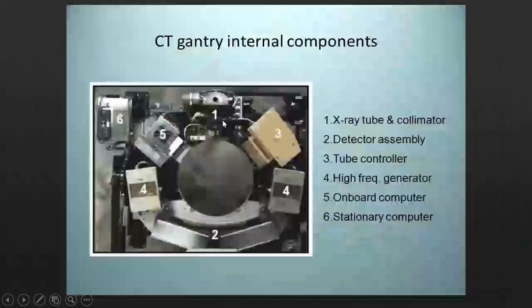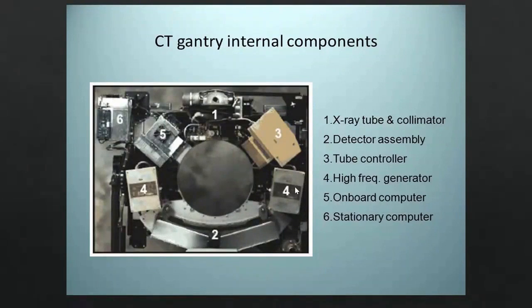The gantry comprises components such as the X-ray tube, which is positioned opposite the detector. There is a tube controller that regulates and controls the tube, and a high-frequency generator that delivers the voltage, or produces a potential difference, as we discussed earlier, which can be either triple phase or high-frequency voltage.